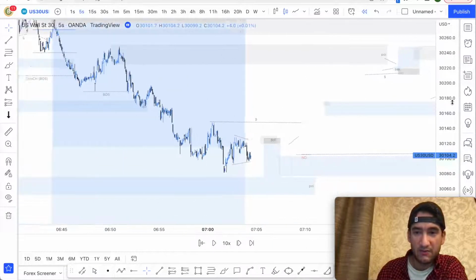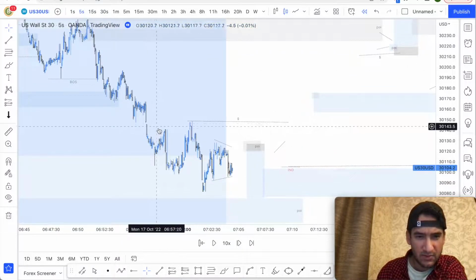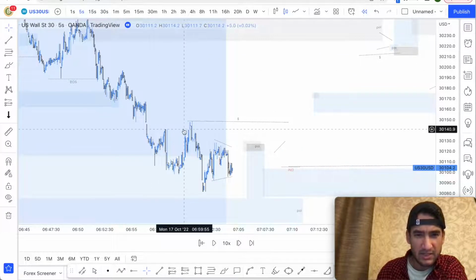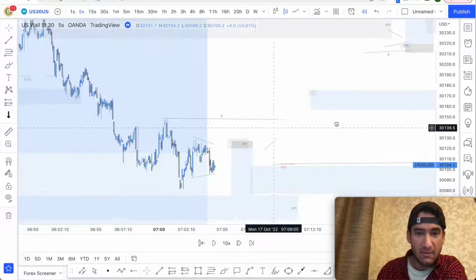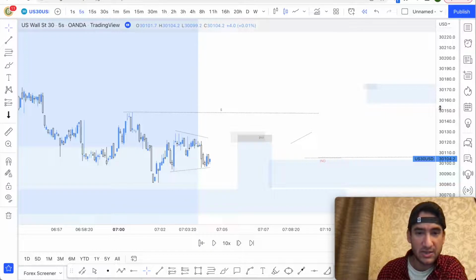We had a sweep of liquidity. Right there, you can see the sweep of liquidity. This high swept the high of this liquidity and pushed bearish, and now it retraced back. And then my initial thought was, okay, well, I'm not going to just enter right away.